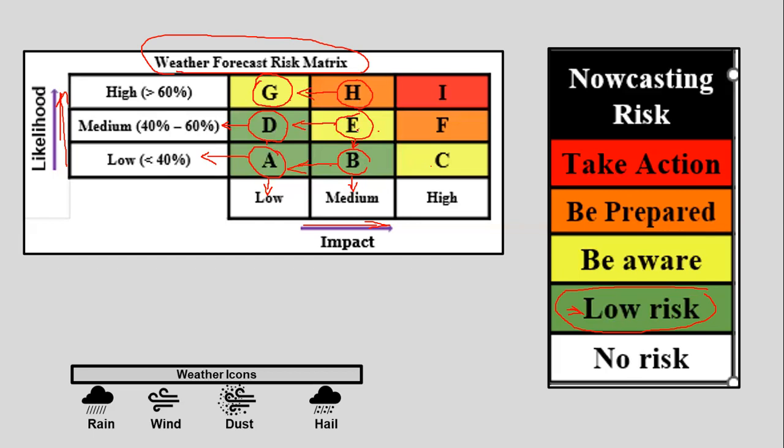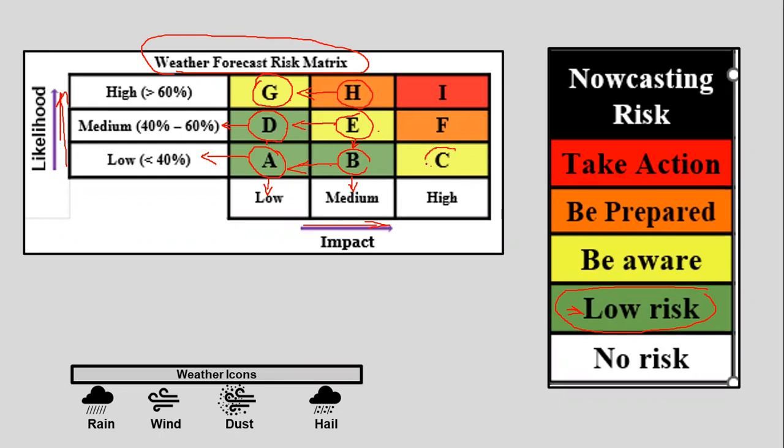So even though H, E, and B will all have the same impact, H will have a higher chance of occurring than E, and E will also have a higher chance of occurring than B. So it is arranged in that order. The medium impact is H, E, B, but the likelihood is higher for H, and then E is also higher than B. So as you are moving towards the south, the likelihood will be reducing. So that's for the medium impact.